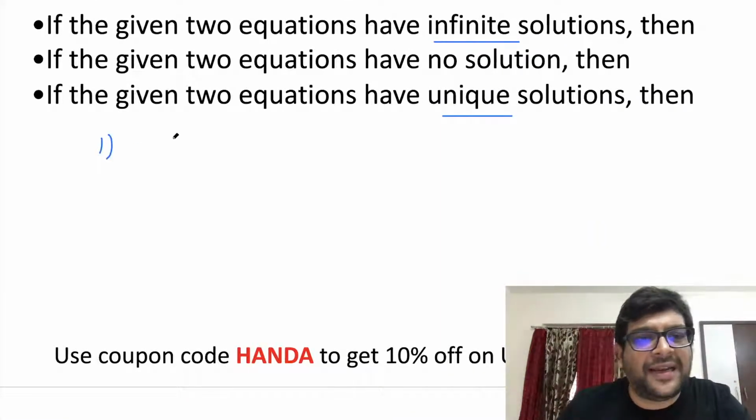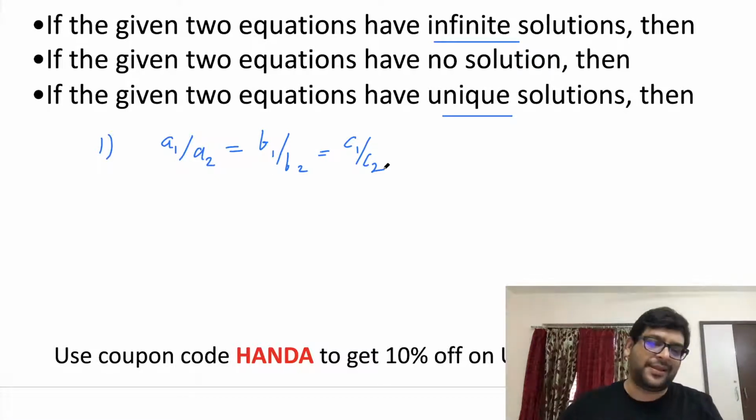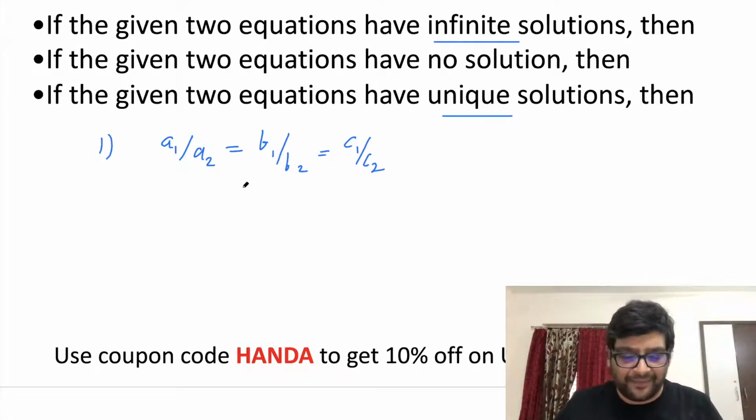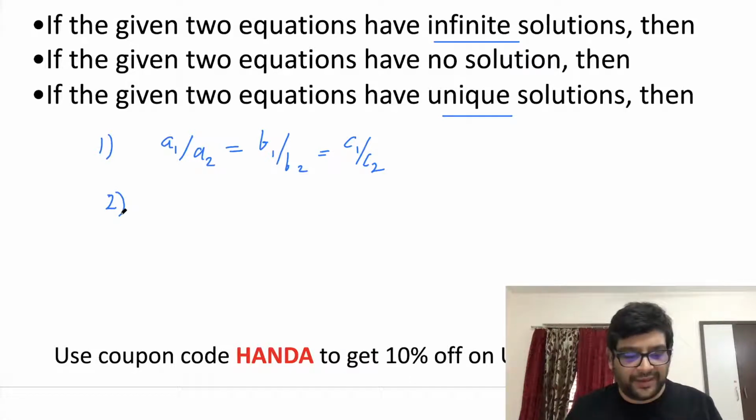Condition number 1: what needs to happen is the ratio of the coefficients A1 by A2 should be equal to the ratio of the coefficients B1 by B2, and that should be equal to the ratio of the constant terms, which is C1 by C2. So that's the correct condition that is given to us. Now, can you tell me what about the second condition?